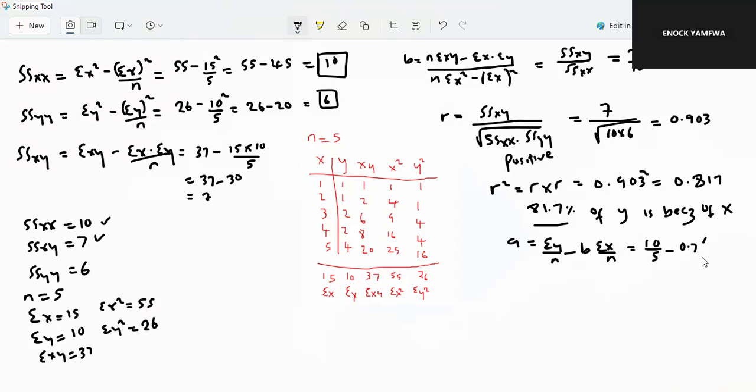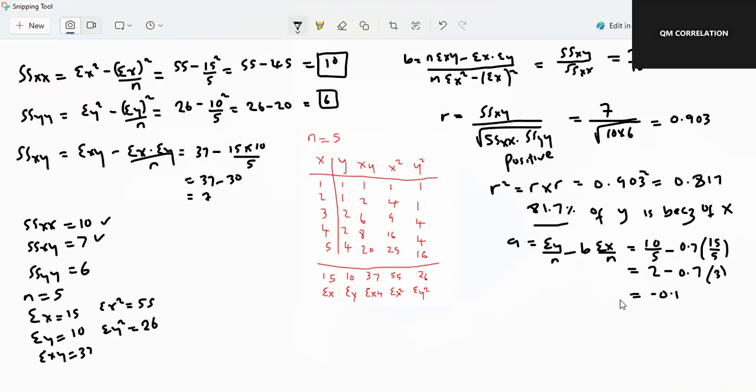Then summation of x is 15, over 5. So what do we have here? Just 2 minus 0.7 times 15 over 5, which is 3. So what becomes our answer? Negative 0.1.